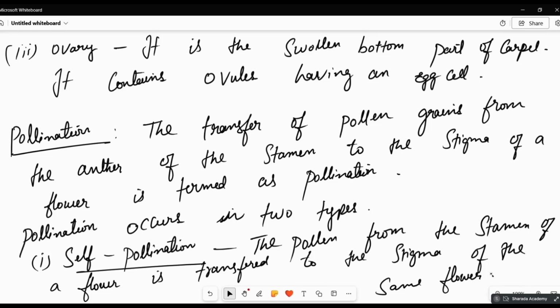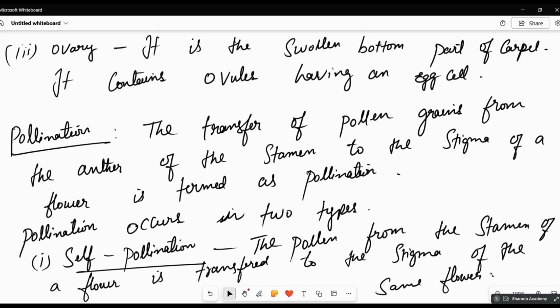So there are two types of pollination. One is the self-pollination. Second one is the cross-pollination. Self-pollination means the pollen, the male reproductive part, from the stamen of the flower is transferred to the stigma of the same flower. Then we call it self-pollination. Cross-pollination means if it is transferred to a different flower or a different plant's flower.